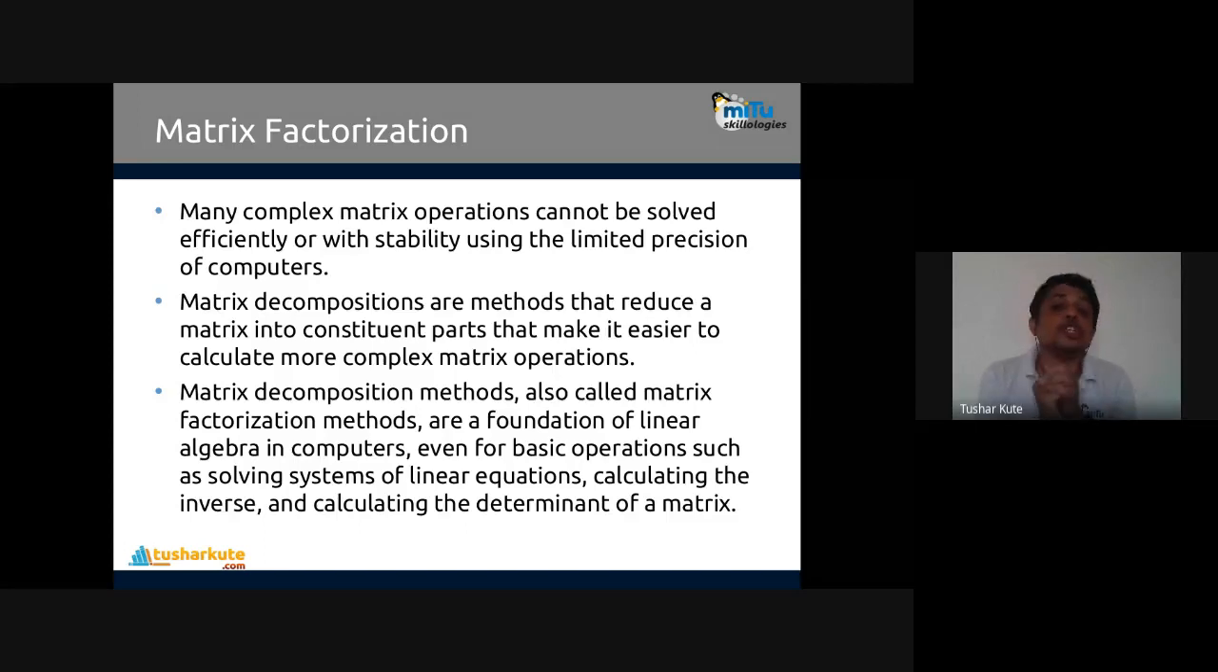These are the foundation for linear algebra in computers. I'm talking in computers. Remember, even basic operations, such as solving a system of linear equations, calculating the inverse, calculating the determinant of a matrix, all of these operations will also be done with the help of the decomposition method. Decomposition and factorization, we can consider them synonyms of each other.